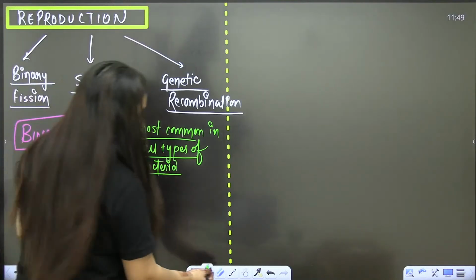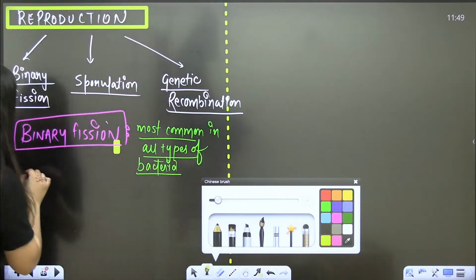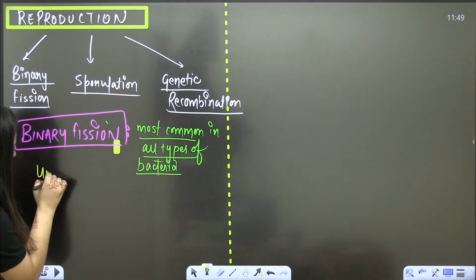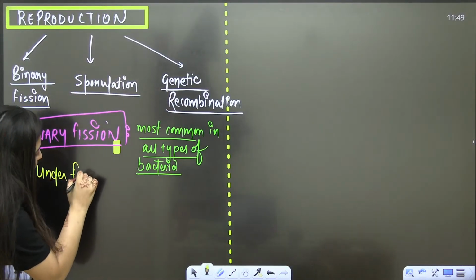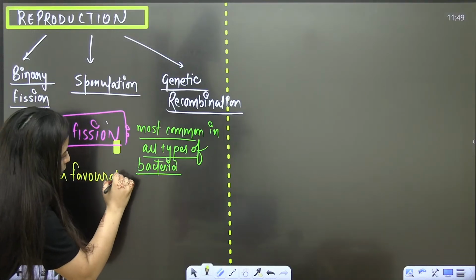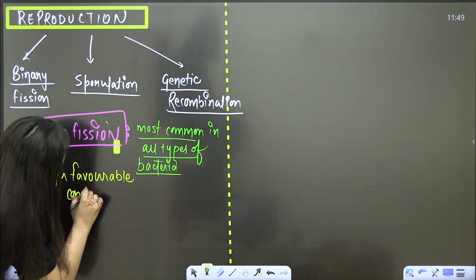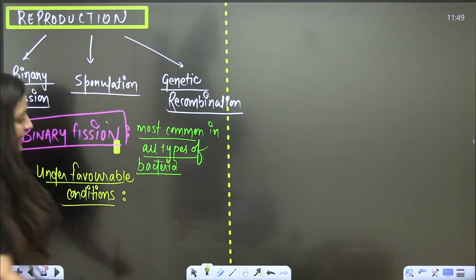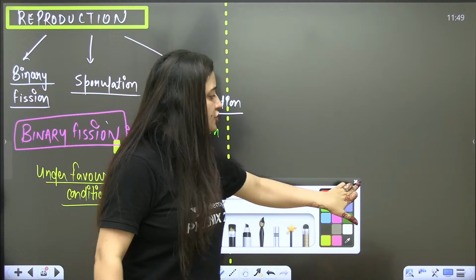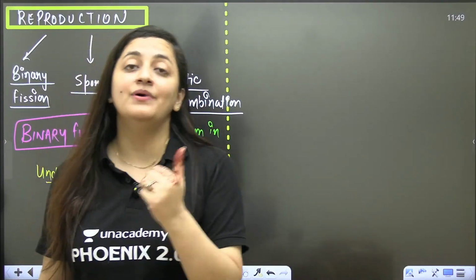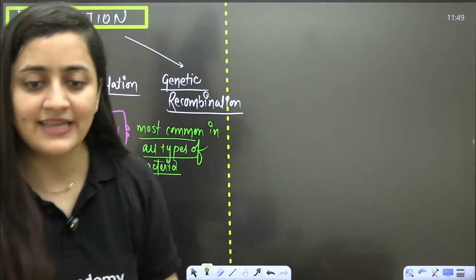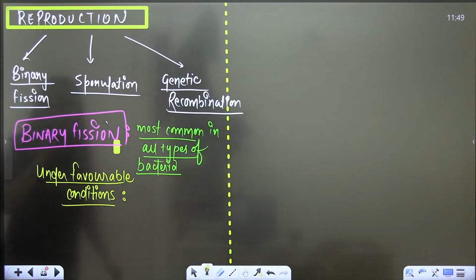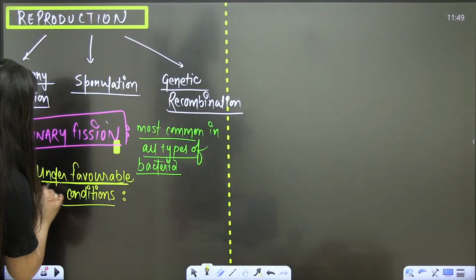So, how is it going to happen? See, when the conditions are favorable. Okay, so under favorable conditions. What is the meaning of favorable conditions, students? Tell me quickly. We are saying under favorable conditions, so what is the meaning of favorable conditions?